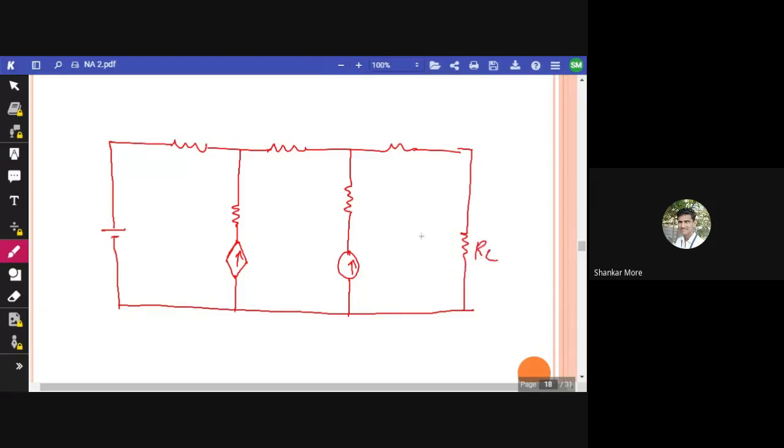So RL is this. Let me give values for all these things. This is 2 volt. This is 1 ohm. This is 3 ohm. This is 2 ohm. This is 2 ohm. This is 4 ohm. This is 2x, and this is 1 ampere. And the current flowing through this branch is X. So this is the circuit in front of you.